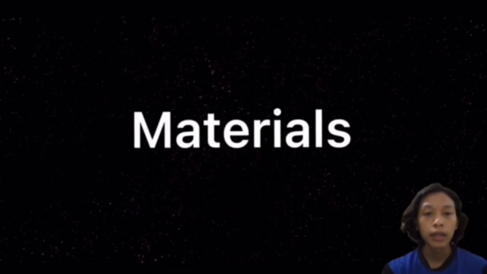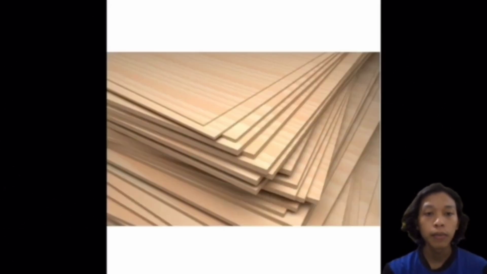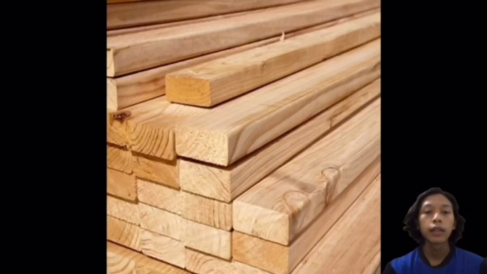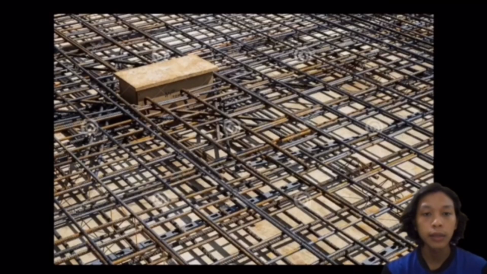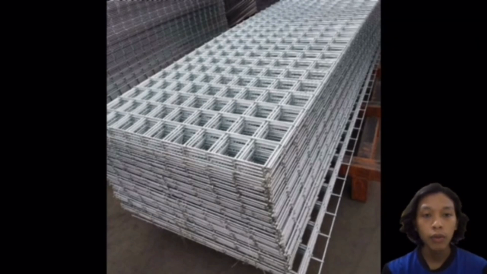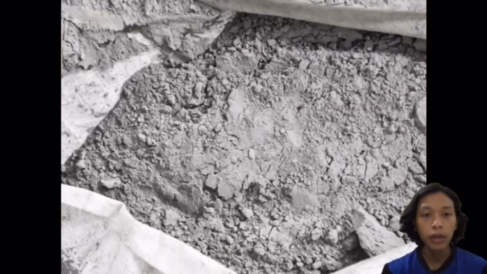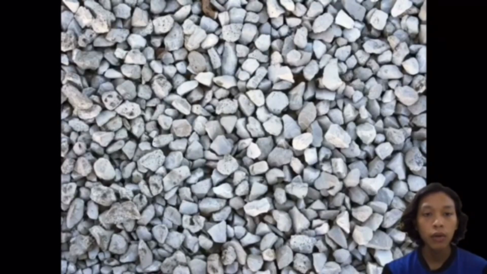The material, formwork. Firstly, must be plywood 10 mm and timber 2x1. Beam reinforcement. Firstly, must be RC bar diameter 10 and link diameter 6. Secondly is wire. For concrete, must be cement, sand, aggregate and water.